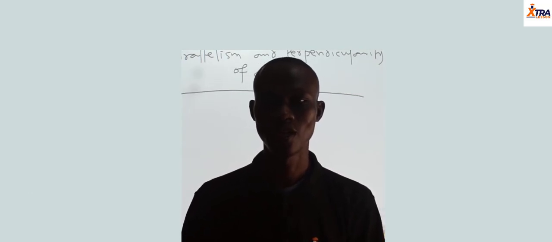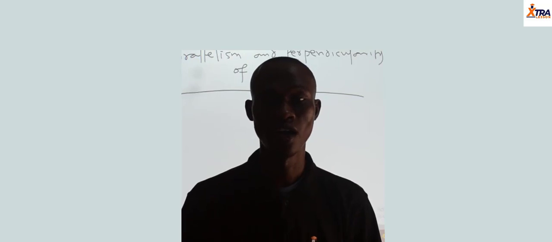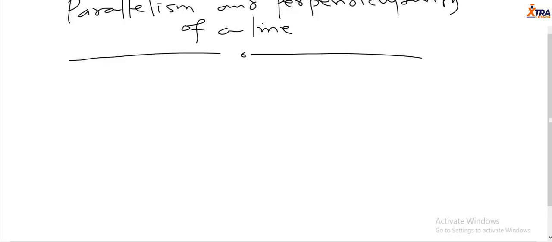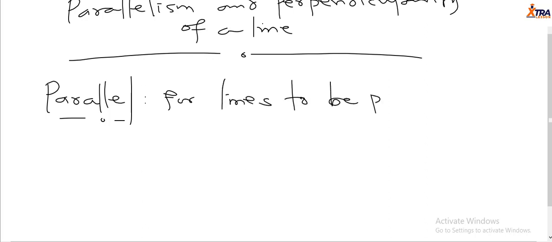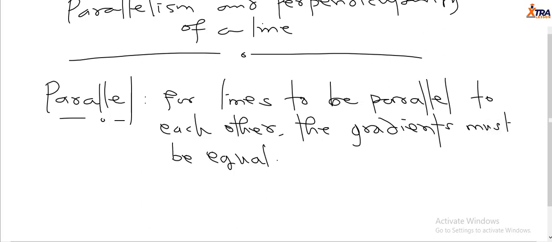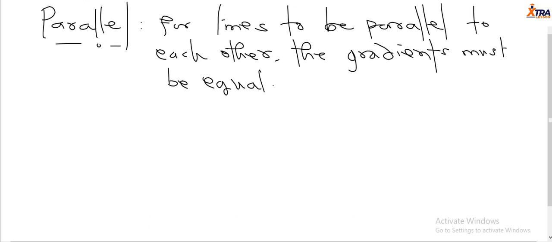So in this class now we are looking at parallelisms and perpendicularities of a line. So let's explain that. For lines to be parallel to each other, the gradients must be equal to each other. That is, for lines to be parallel, the gradient must be equal to what? Each other. That is, we are having M1, for gradient 1, must be equal to what?